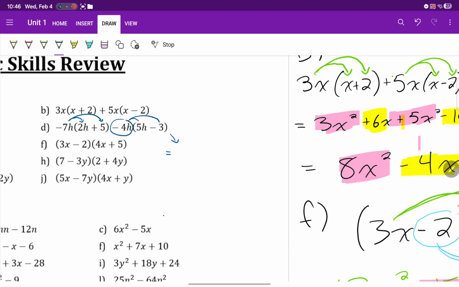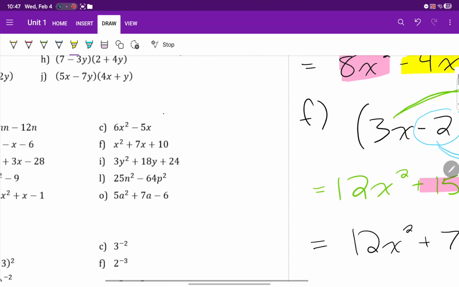Please remember the negative in front of that 4 is super important, as well as the negative in front of that 7. So when I distribute that in, I get -14h squared minus 7 times 5 is 35 minus 35h. -4 times 5, that's going to be -20h squared, and -4 times -3 is +12. That's going to be h.